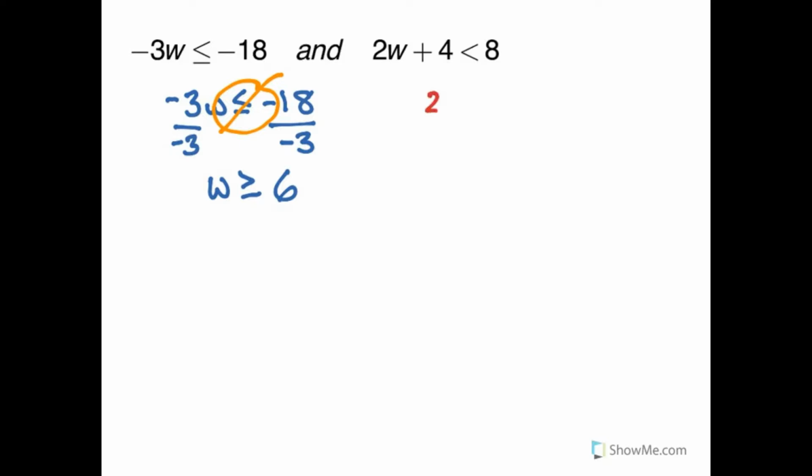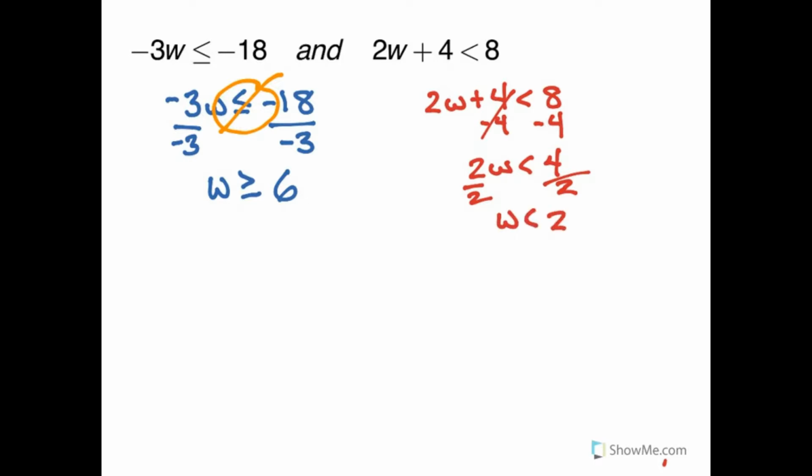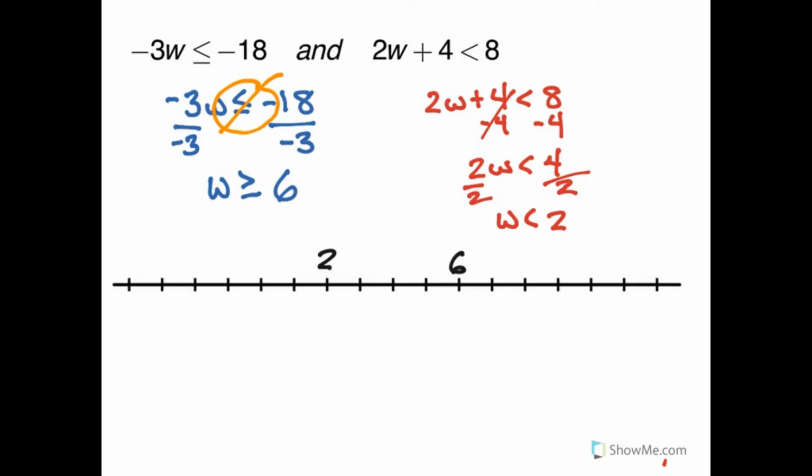The next inequality, 2w plus 4 is less than 8, we begin by subtracting 4 from each side. That gives us the new inequality. 2w is less than 8 minus 4, which is 4. And then we divide by 2 on each side, and we end up with w is less than 2. Since we divided by a positive, we didn't need to flip the inequality.